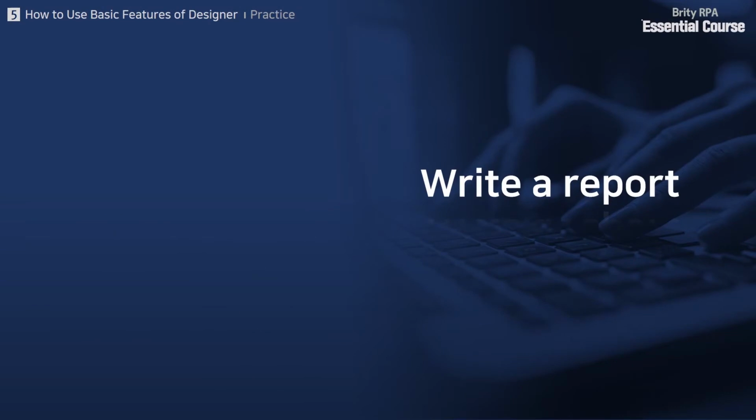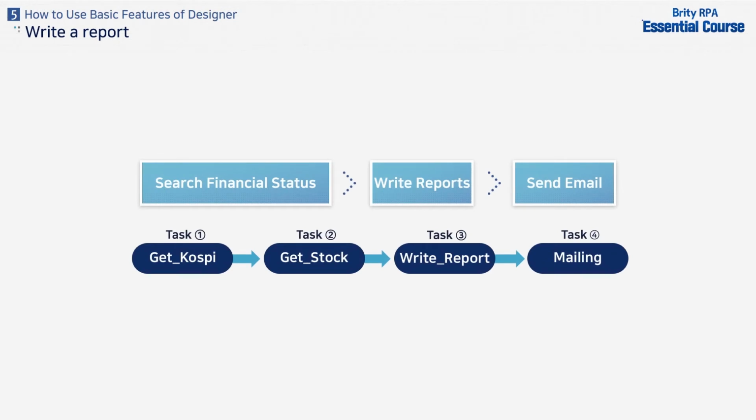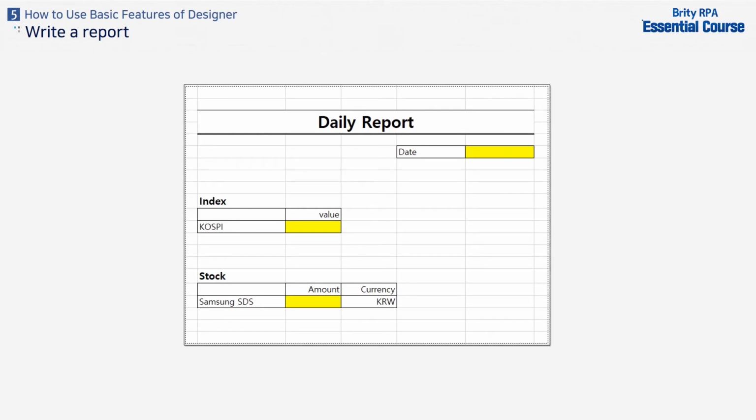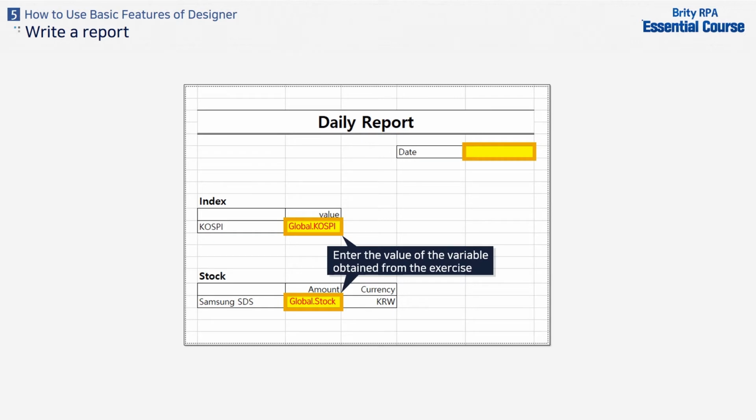Let's continue with the second exercise, writing a report. This time, we will create a report by creating a Writing a Report task. This is the report template we saw earlier. Enter today's date at the top, global.kospi for Kospi, and global.stock for the stock price. Here, for Kospi, stock price, and exchange rate, simply enter the variable values obtained as a result in the previous exercise. Today's date needs to be obtained by using JavaScript.